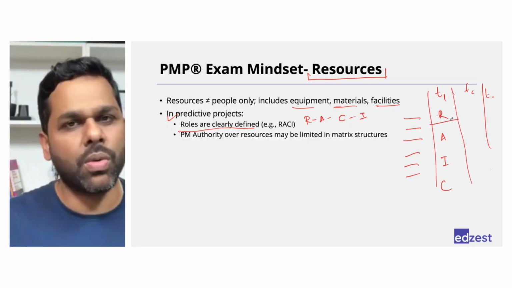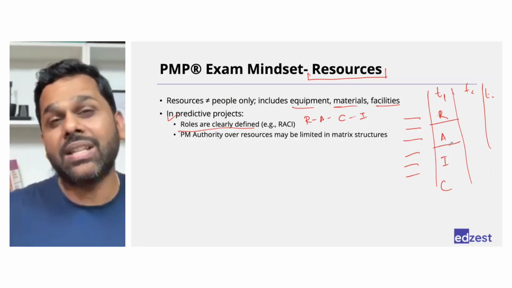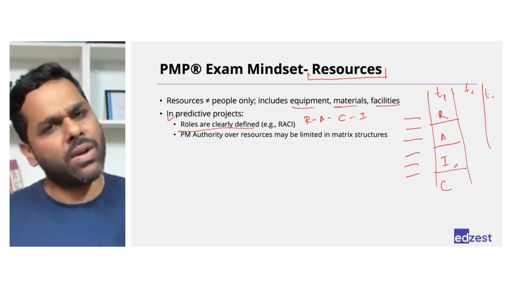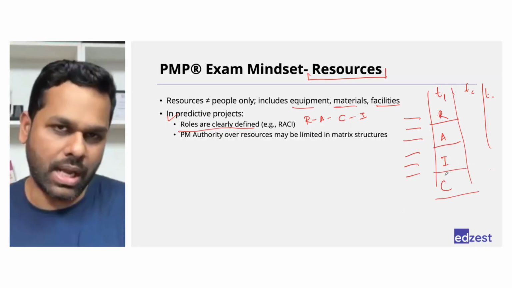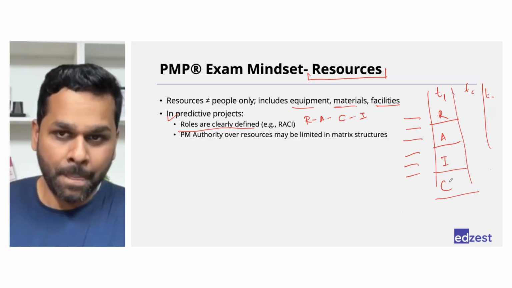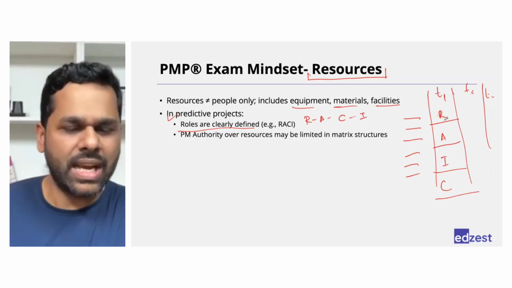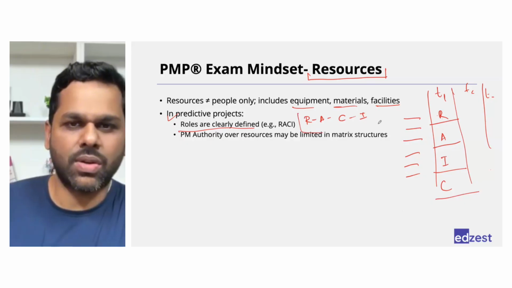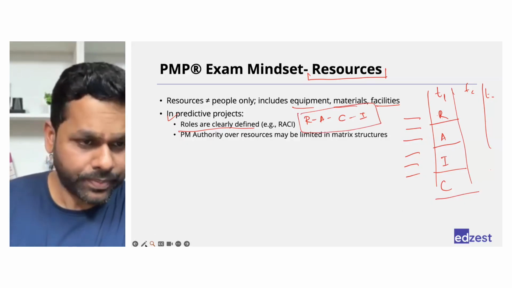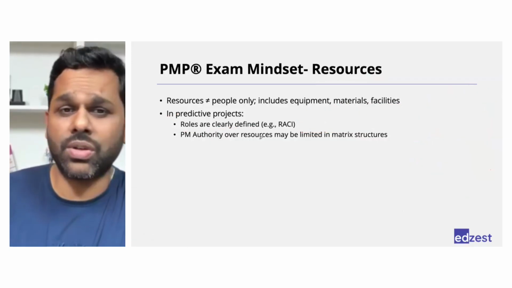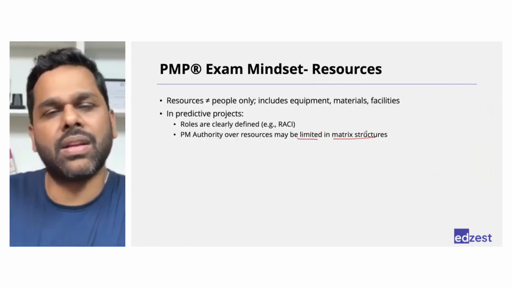Responsible means they will do the work. Accountable means they will get the work done. Informed means they only need to be informed about it. Consulted means they will support us in that particular task because they are the experts. And because you put R, A, C, and I in every task, that is why it is called a RACI matrix.